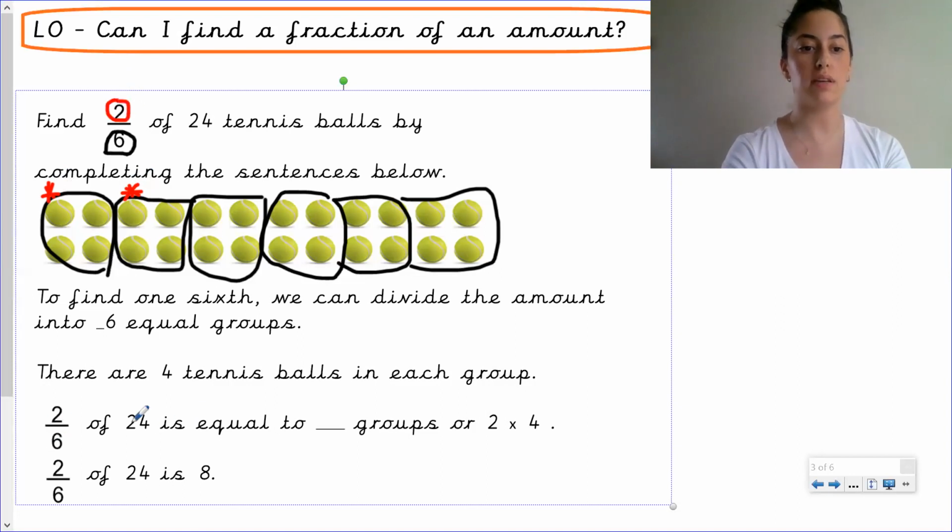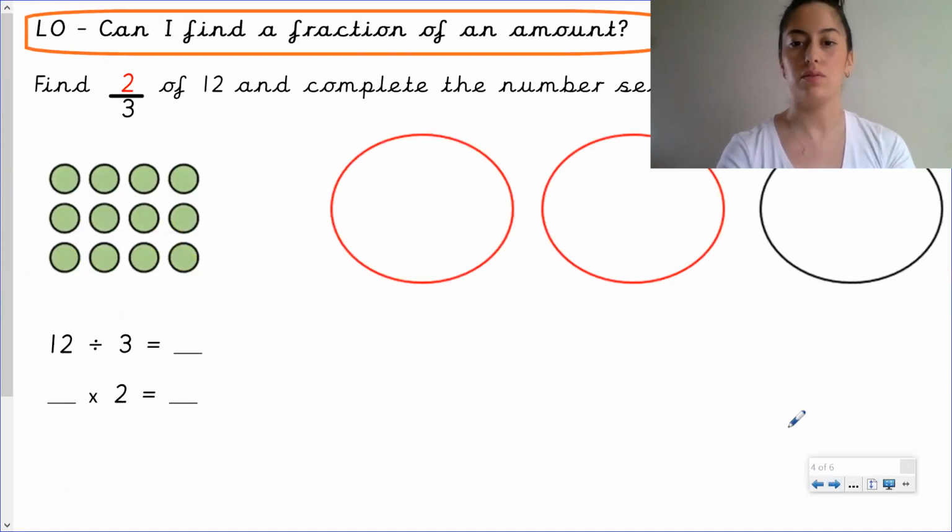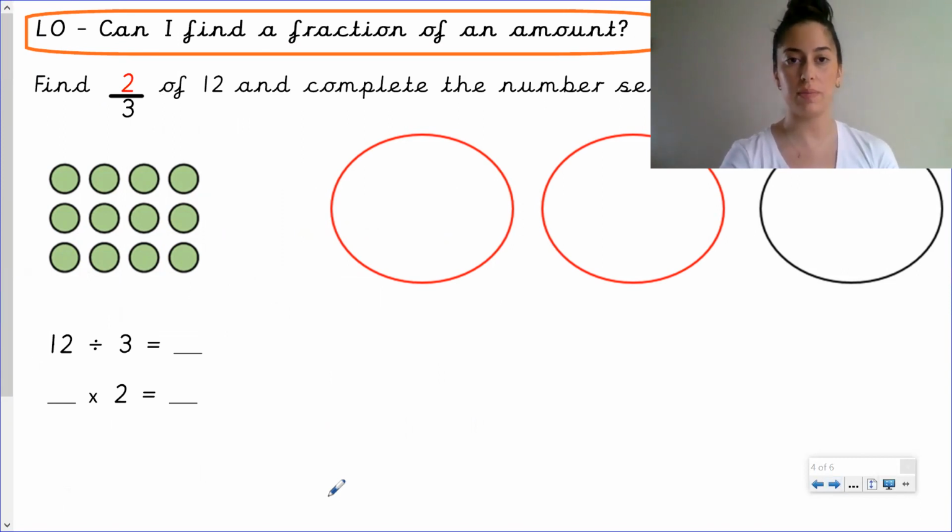So 2/6 of 24 is equal to 2 groups, or 2 times 4, because we have 2 groups of 4. 2/6 of 24 is 8, because we have 8 altogether. Okay, so now your turn. Using the same method, can you find 2/3 of 12 and complete the number sentences? Pause the video. Once you've completed it, play the video again to see how we do it together.